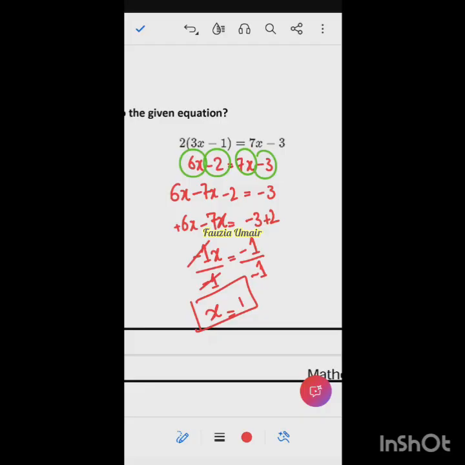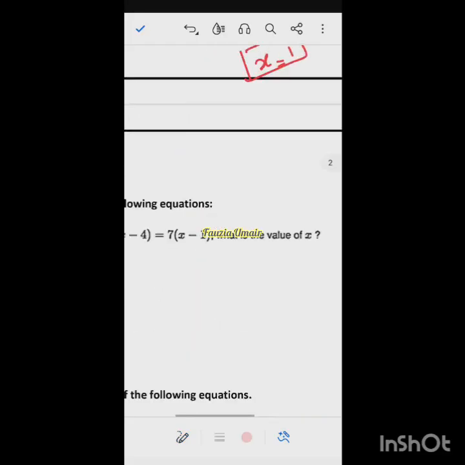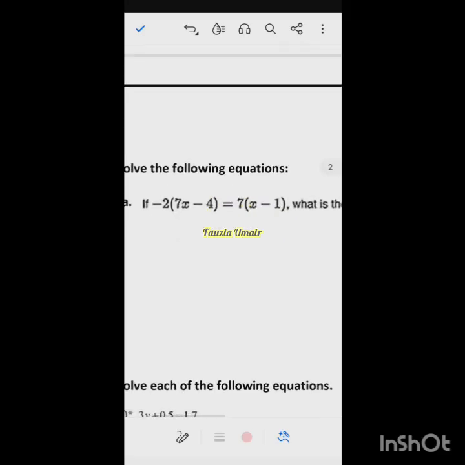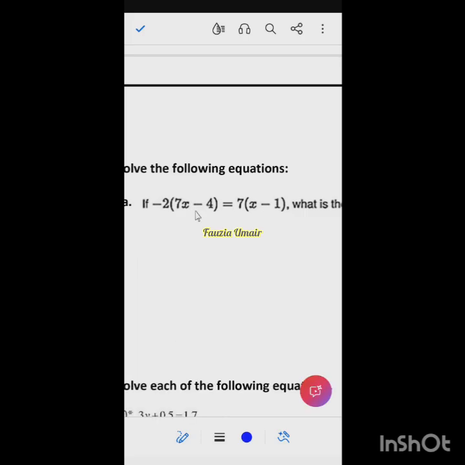No, ma'am. Is this clear? Yes. So can we solve this part now? It is minus 2 multiplied by 7x minus 4. So there are two brackets. First step would be expand. So how to open this bracket?